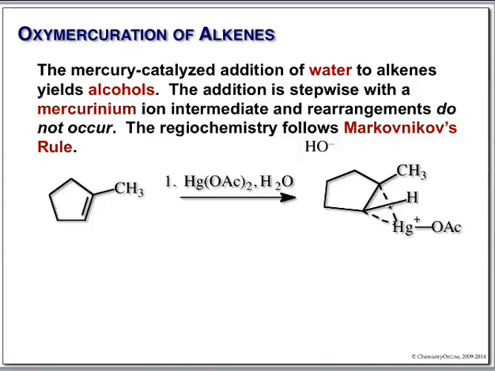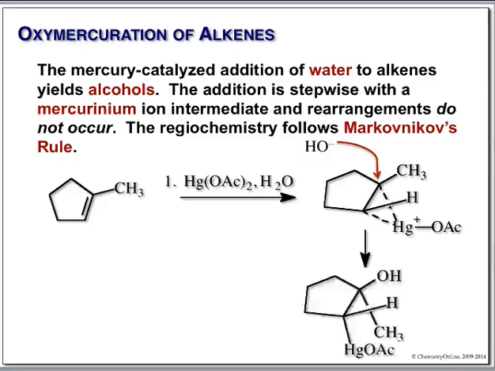Now, just like when we did the addition of HOBr, our next step is going to be attack of hydroxide. Where do you think hydroxide is going to attack? It's going to attack at the carbon that would form the most stable carbocation, just like it did with HOBr. So we have a secondary carbon and a tertiary. Hydroxide is going to attack the tertiary.